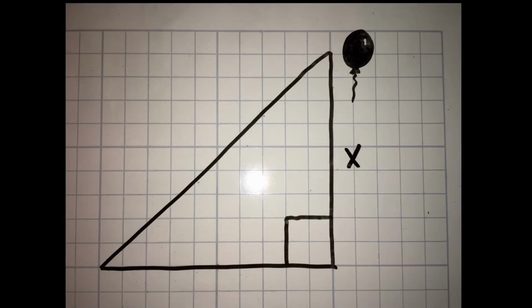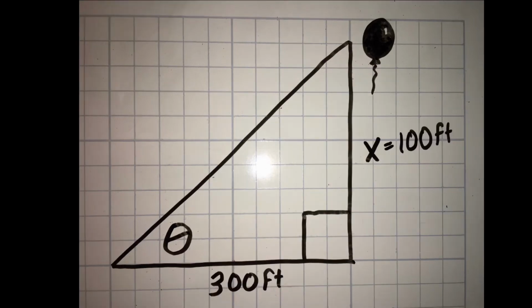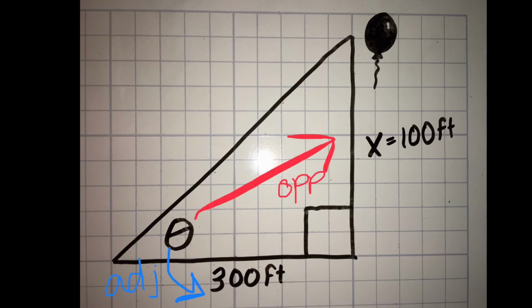We will use the variable x to display that the balloon's height is changing as it vertically rises. The Greek letter theta represents the angle at which the height of the balloon is rising in reference to the observer's line of sight. The observer is standing 300 feet away from the point at which the balloon was released, so the leg adjacent to theta will represent 300 feet. The leg opposite to theta, x, will be equal to 100 feet because our goal is to find the angle of elevation when the balloon is 100 feet high.